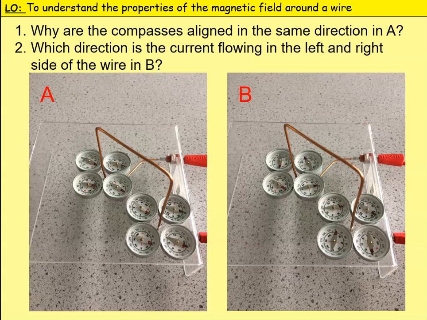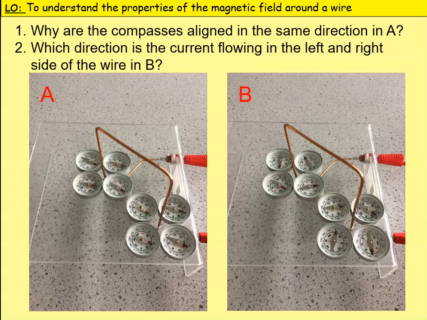So, in A, why are they all pointing in the same direction? Well, they're compasses. They should be lining up with the magnetic field of the Earth as long as there's no other magnetic field near. They're all surrounding a wire there, but they're all pointing to magnetic north. That means there's no current going through the wire, so they're following the Earth's magnetic field.